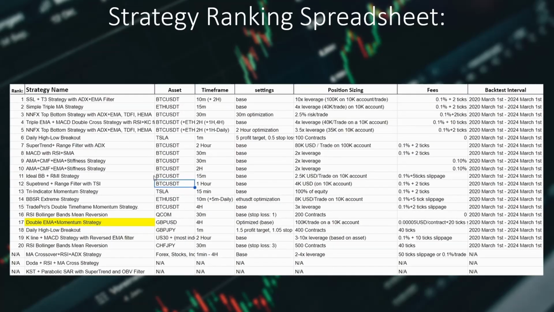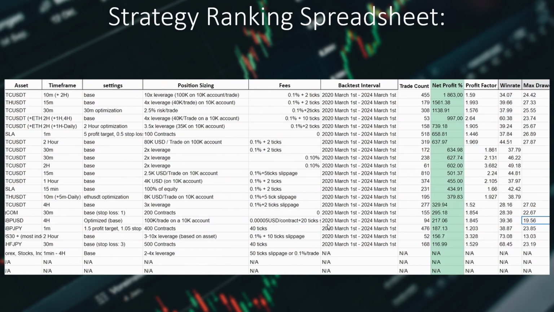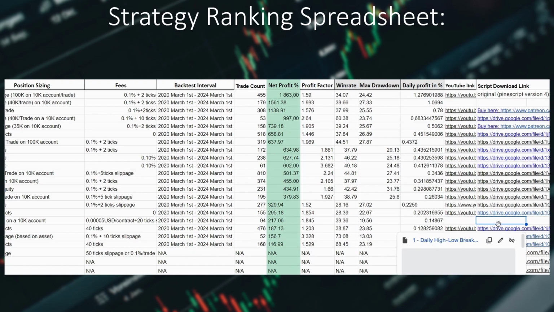And here is the strategy ranking spreadsheet. Today's strategy is the WMA plus momentum strategy for the GBP USD 4-hour chart. With the 217% net profit in 4 years, this script took the 17th place out of the 20 strategies that have a rank. You can find this strategy ranking spreadsheet down in the description. Here I collect all the backtest data that I showcase in each video, and at the end you will find the YouTube link to this video and the download link for the strategy script.